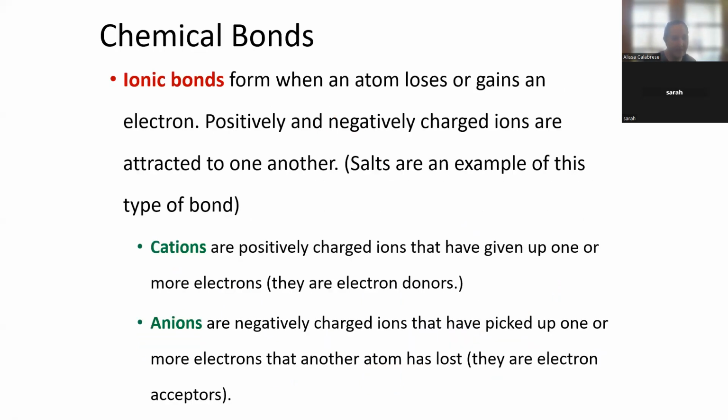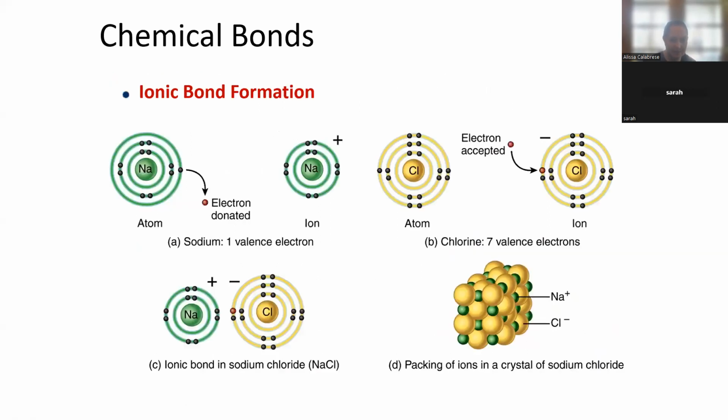So I want to look at the ionic bonds while we're talking about that. A positive ion like that sodium ion we just looked at is a cation. So a cation is positively charged. An anion is negatively charged. That would be if we gained more electrons, then we would have a negative charge.